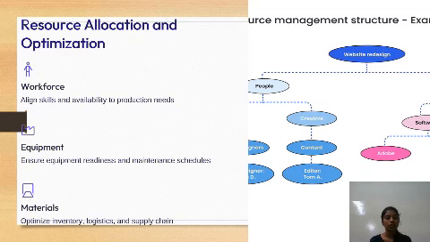For the workforce, it aligns skills and availability to production needs. For equipment, it ensures equipment readiness and maintenance schedules. The materials part includes optimizing inventory, logistics, and supply chain.